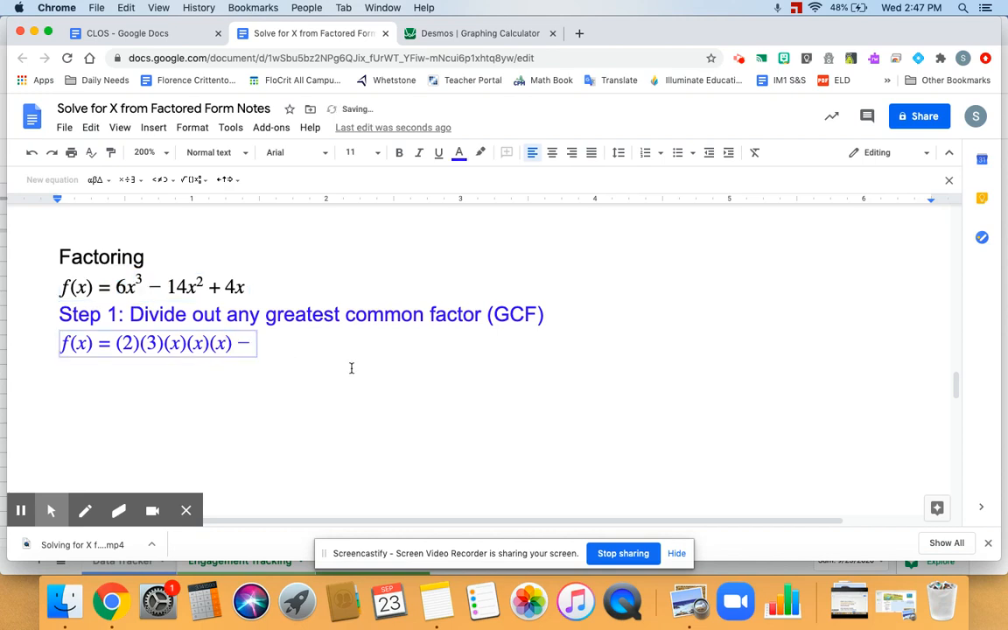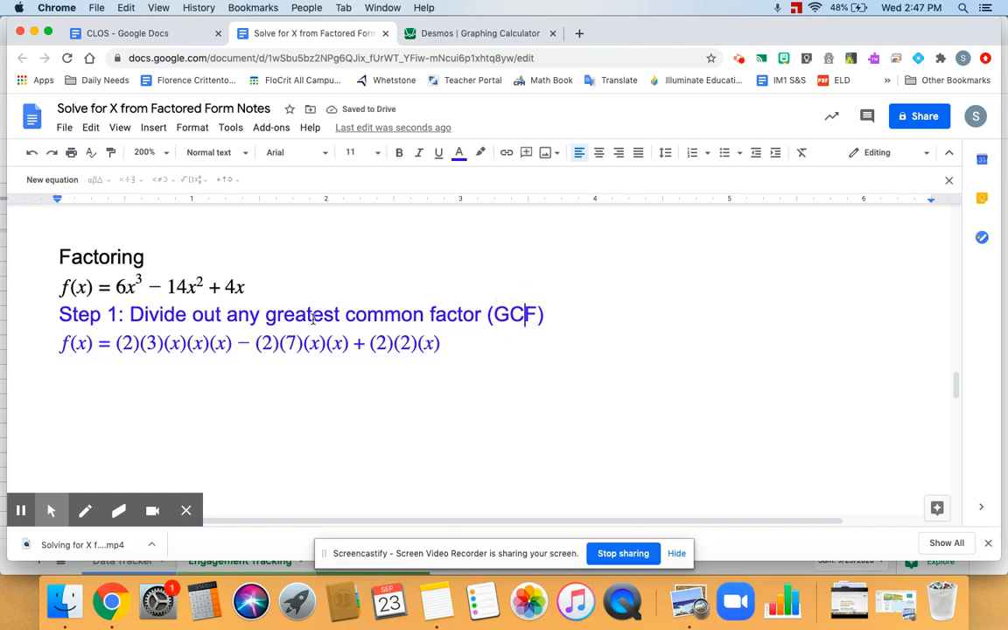Then I have a negative 14. When I divide 14 by 2, I get out 7. And 7 is a prime number. It can't split apart anymore. X squared means I have 2 x's. Plus, when I divide 4 by 2, I get out 2. And then I have 1x.